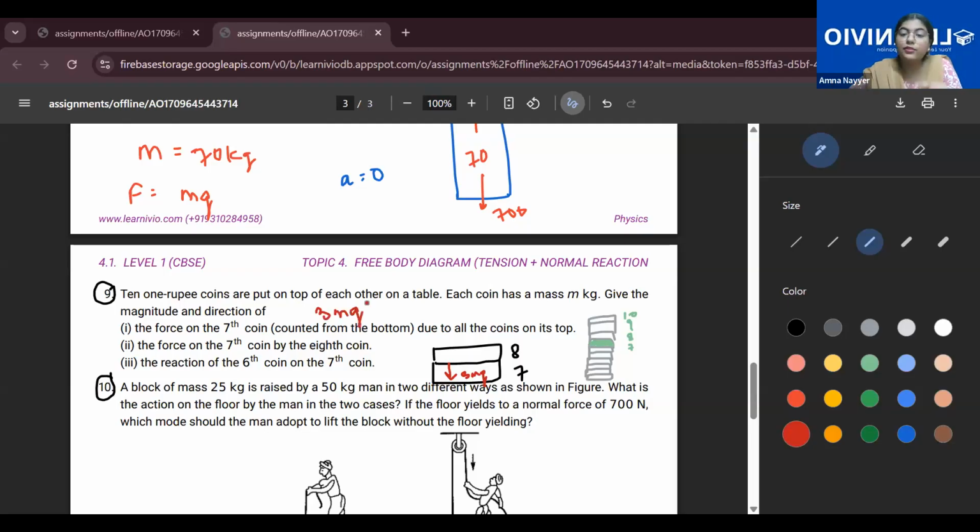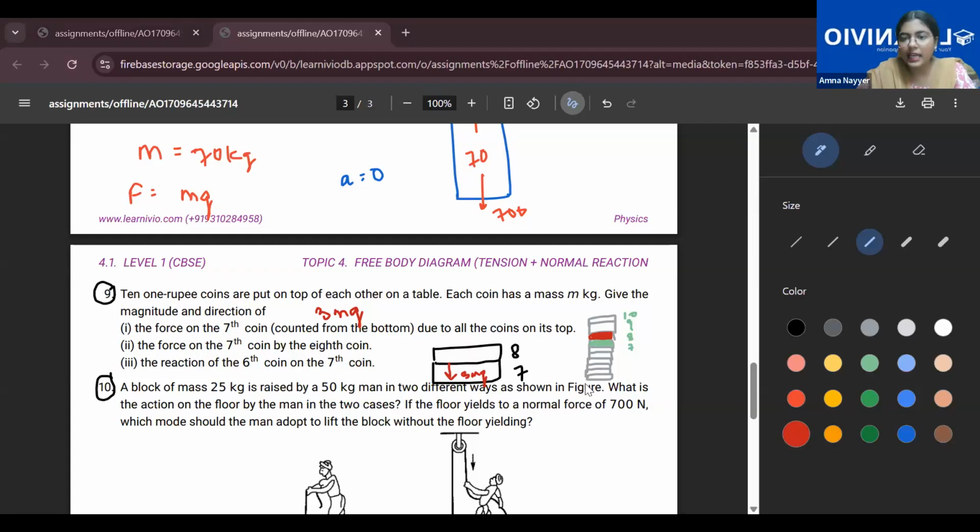Okay. Now what is the force? It says what's the force on the 7th coin by the 8th one. Just by the 8th one. This is the 8th one. 2 mg. No. See, in the first one, the force on the 7th coin due to all the coins on its top was 3 mg because that was acting. Now will it be mg? No, not mg. See, Hafsa was close. The 2 mg part, Hafsa, that was fine. But what exactly is 2 mg?